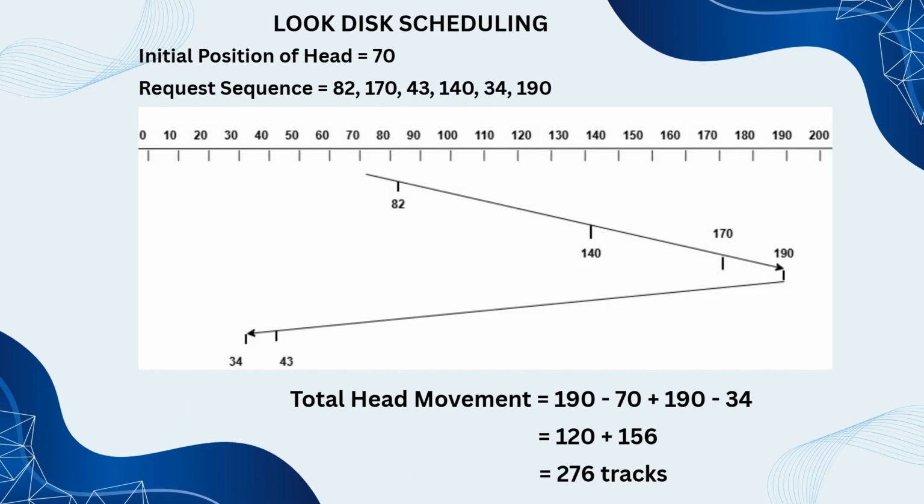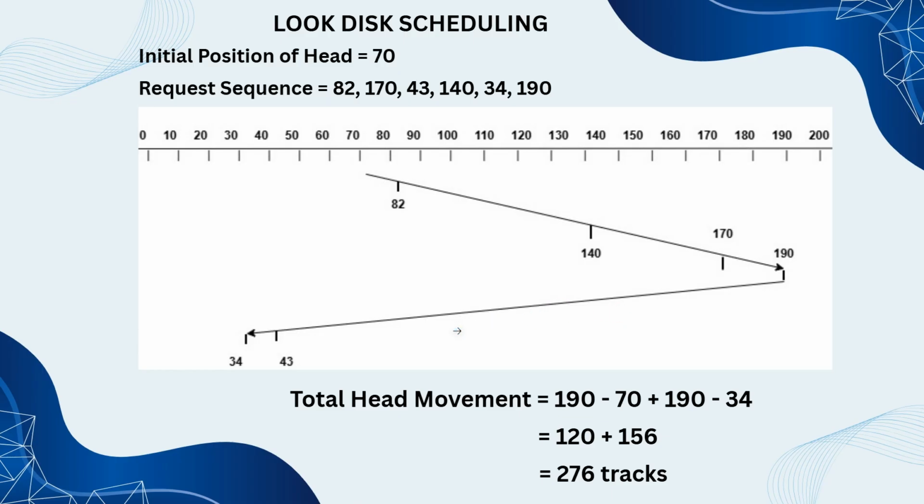Then the next type of disk scheduling is look disk scheduling. So the look disk scheduling algorithm is an improvement over the scan algorithm. So in the look algorithm, the disk head does not go to the end of the disk if there are no requests in that direction. Instead, it reverses its direction as soon as it reaches the last request in that direction. So this way, it reduces the unnecessary head movement.